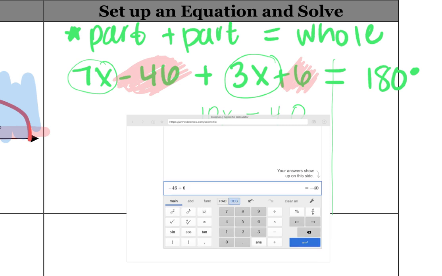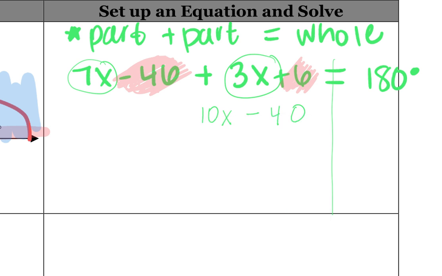And I'm going to actually delete this part right here. If I can move it out of the way. Let me try again. There we go. So it's out of the way. So the left side, I condensed it. I made it into something that we can work with and start moving things around. Okay. So 7x and 3x were added together. I got 10x. And negative 46 and 6 were added together, and my calculator gave me negative 40.